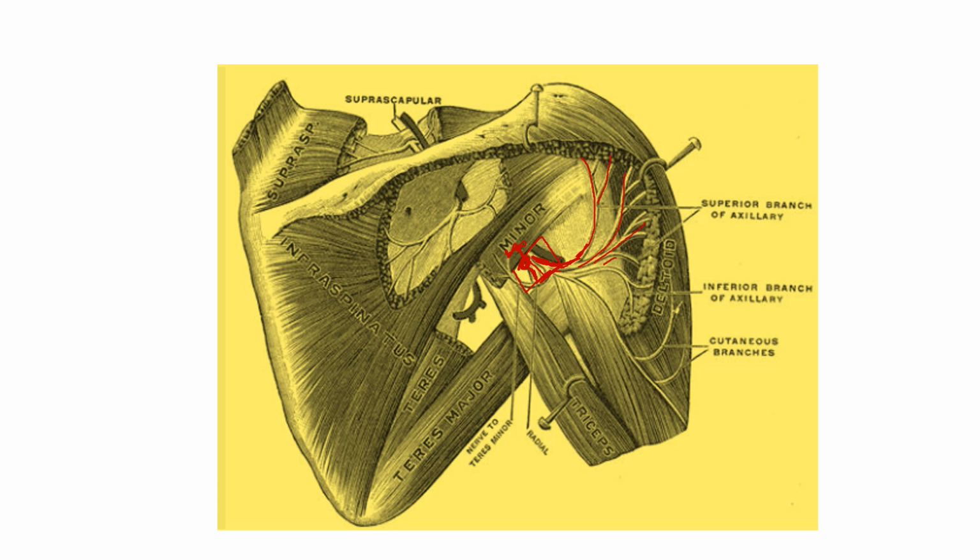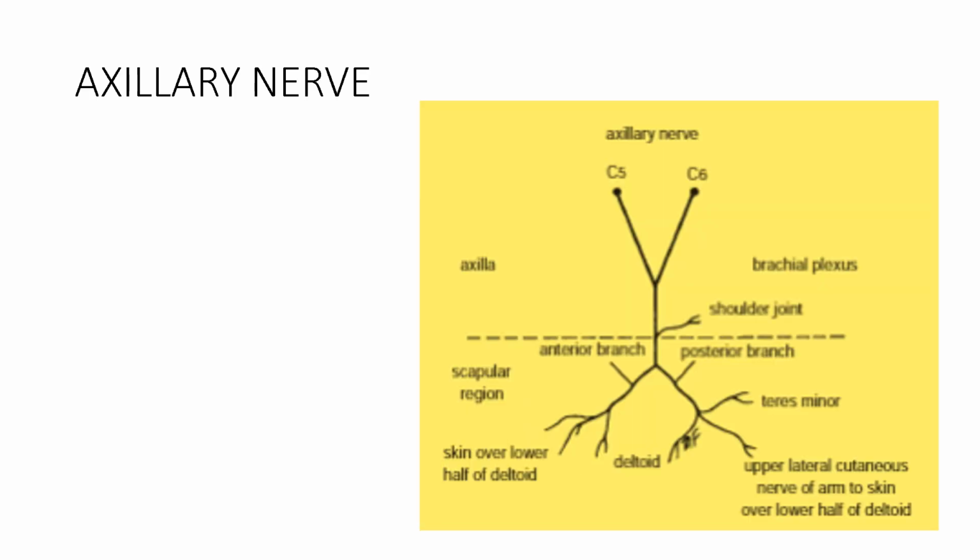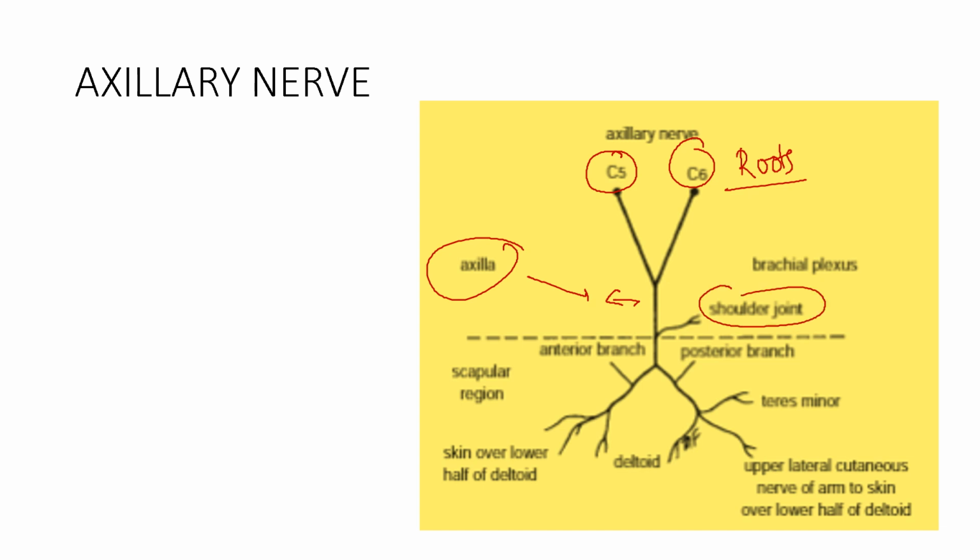ठीक है, ये सब axillary nerve की branches. तो ये आपको एक line diagram जहाँ पे आप देख सकते हैं C5 and C6 are basically the roots of the axillary nerve. They unite and form the axillary nerve in the axilla. Axilla में आपको axillary nerve मिलेगी. Then it gives a branch to the shoulder joint, and then it goes to the posterior side where the posterior branch supplies the teres minor muscle, while the anterior branch supplies the deltoid.